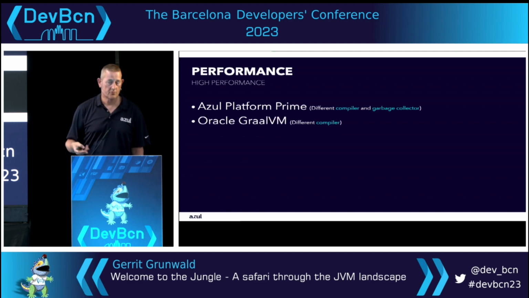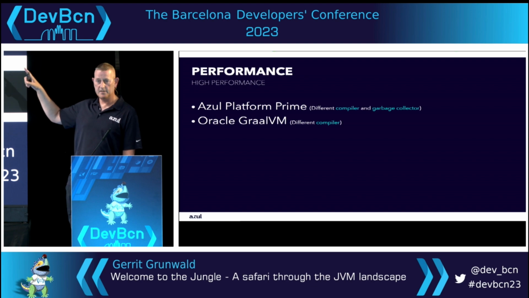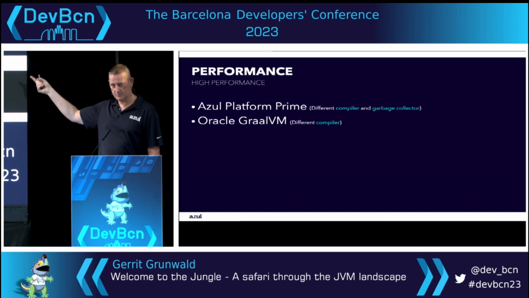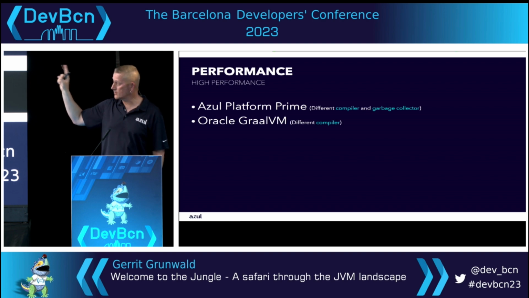And then we have Oracle GraalVM. They also use a different compiler. They rewrote the C2 compiler in Java and use it in GraalVM. And that's also faster, the code that will be produced afterwards.